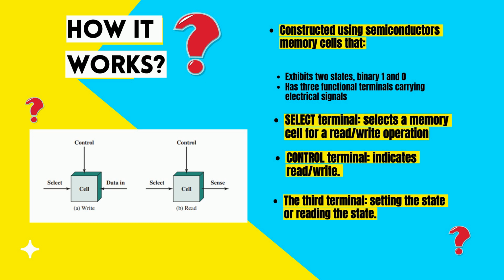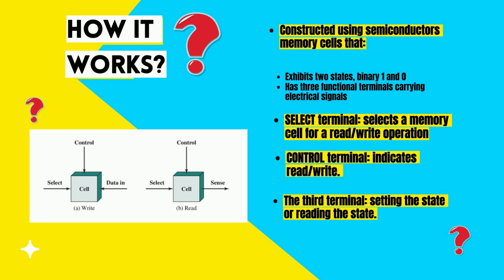The semiconductor memory cells each have three different terminals that can carry electrical signals. Each terminal carries out a different purpose or function for the cell. Firstly, the cells have what is called a select terminal. The select terminal essentially selects the specified memory cell where a read or write operation is to take place.